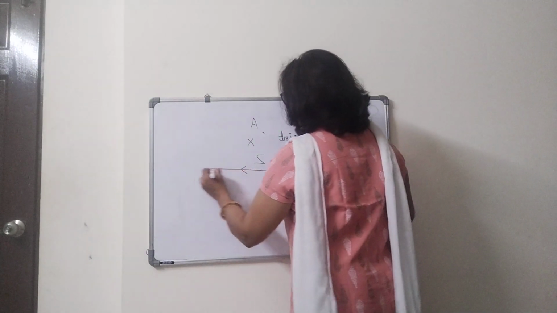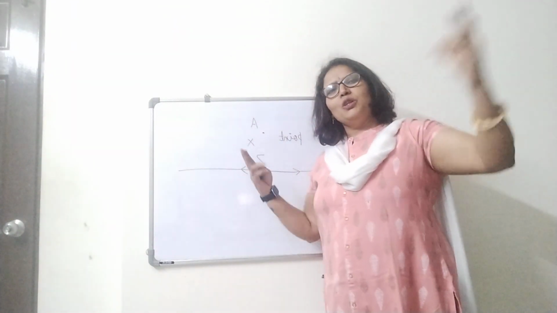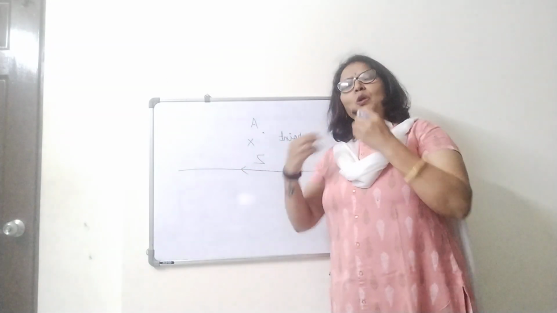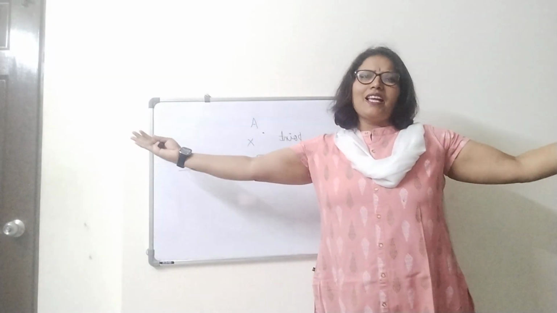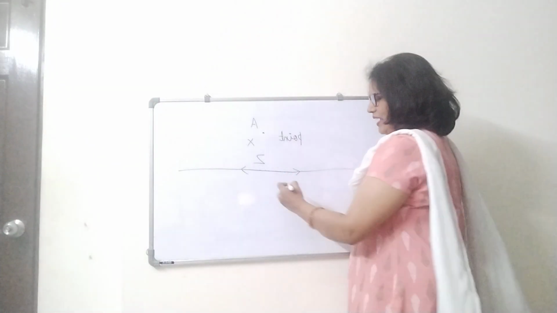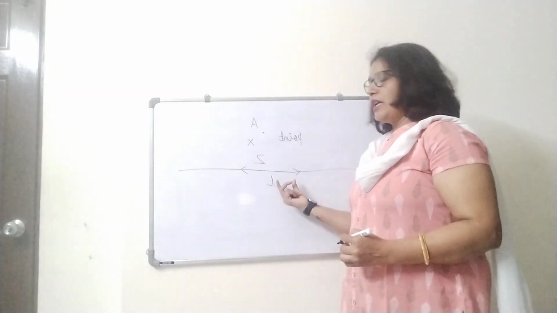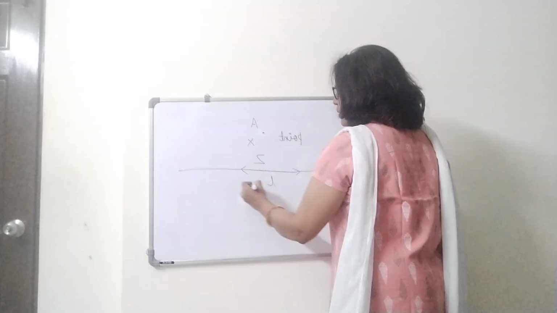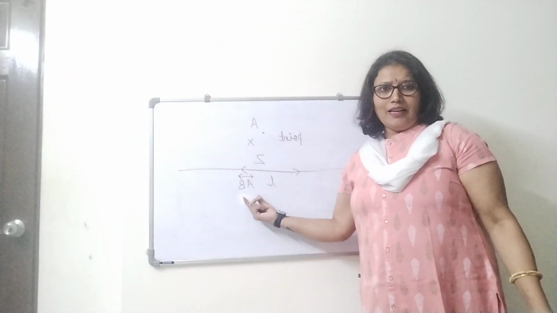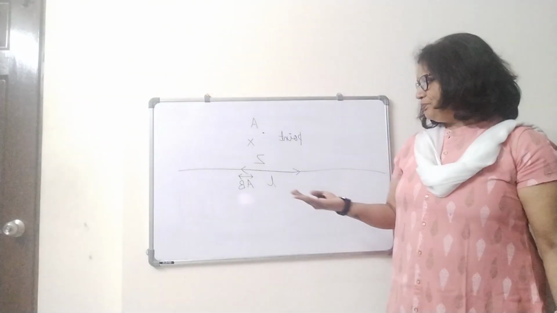This is the line, and it has two arrowheads here. That means you can extend it infinitely in both directions. The two arrowheads show that you can extend this line infinitely. There is no end point. That is called a line. To name the line we use small letters of the English alphabet, or you can use AB to show the line. Like this you can also use English capital letters to show the line.